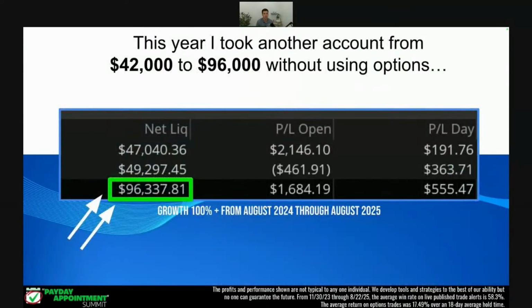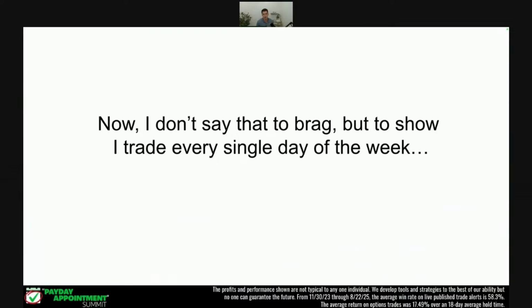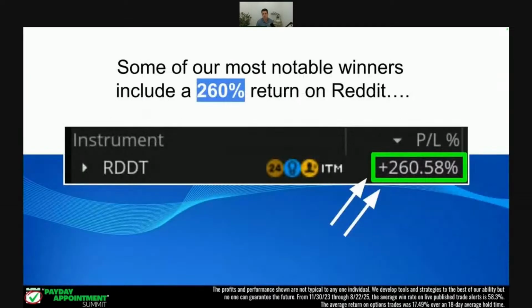And this year, I took another account, my retirement account, from $42,000 to $96,000 on stock alone. In fact, it's about $105,000 now, if I were to pull it up today, and that's just trading the stock. Now, I don't say that to brag, but to show you that I trade every single day of the week.